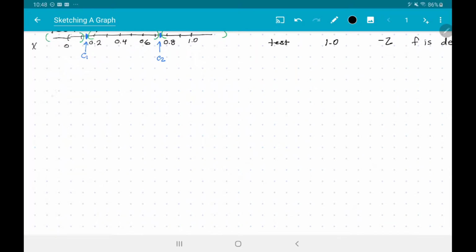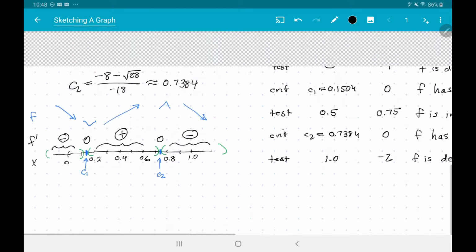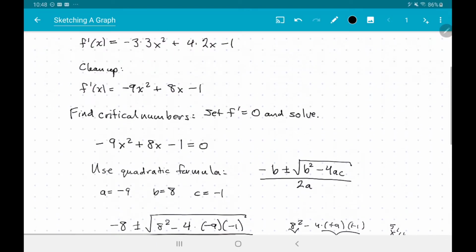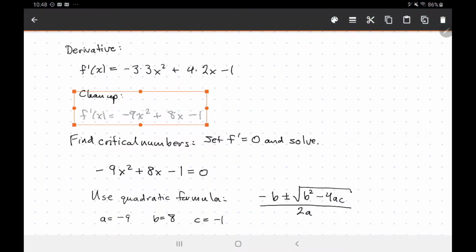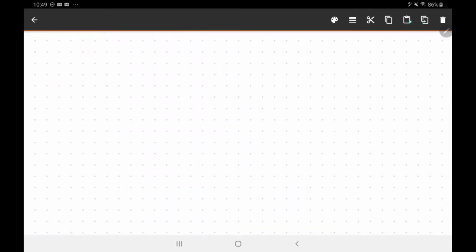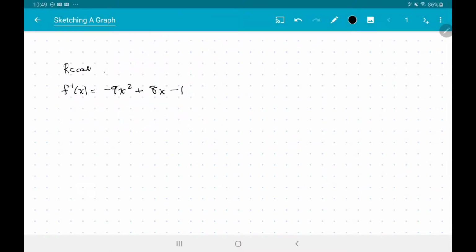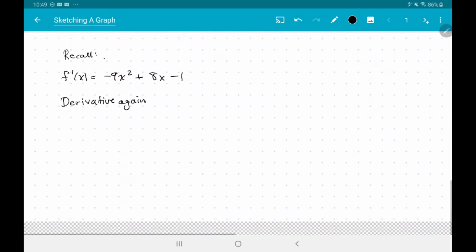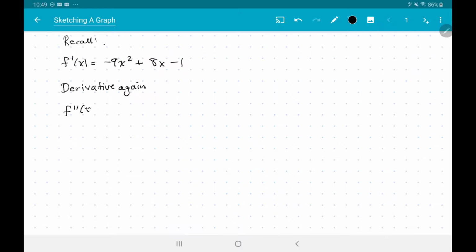Now, let's continue. So first thing is we're going to be doing second derivative information now. So we need to pick up where we left off with the derivatives. I'm just leaving myself a little note here. We need to take the derivative again. Okay, if you haven't done this yet, pause the video, work out the derivative, and then come back and check.